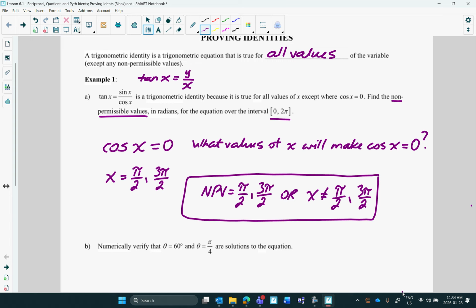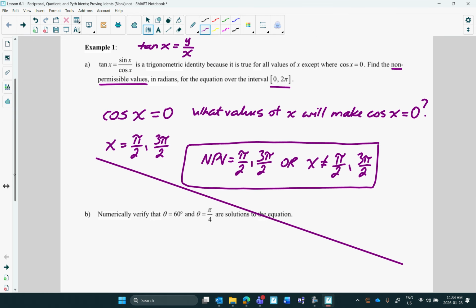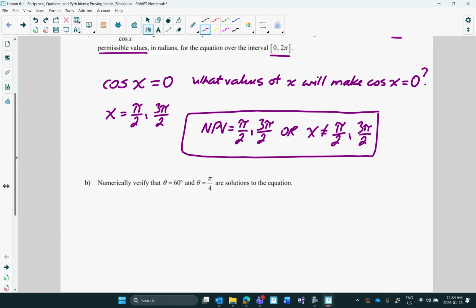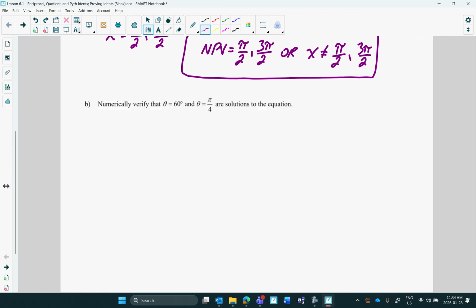What's one way we can prove identities? Because that's going to be a big part of this unit, is we take angle measures and see if we find that in this case, if we take a 60-degree angle, will the tan of the 60-degree angle equal the sine of that angle divided by cos? And would it also work if it's pi over 4 radians?